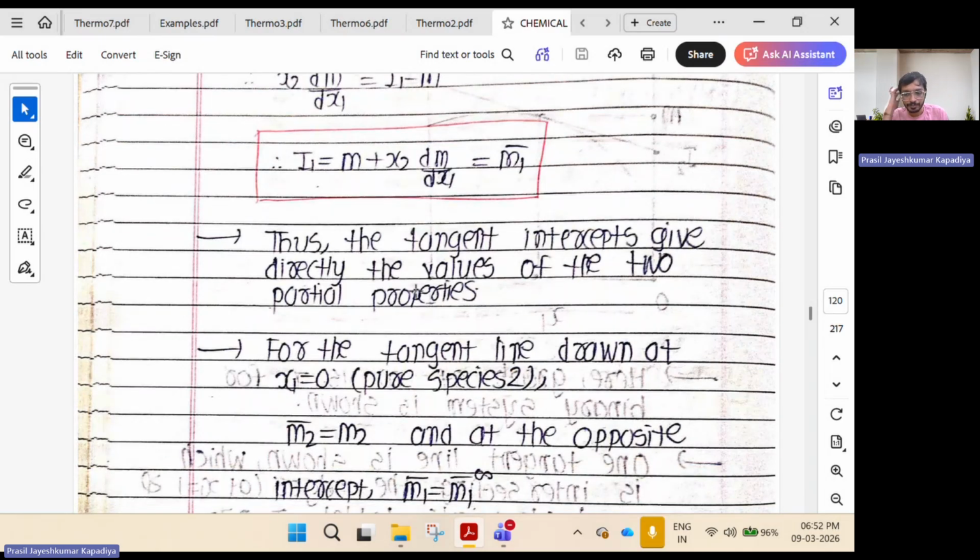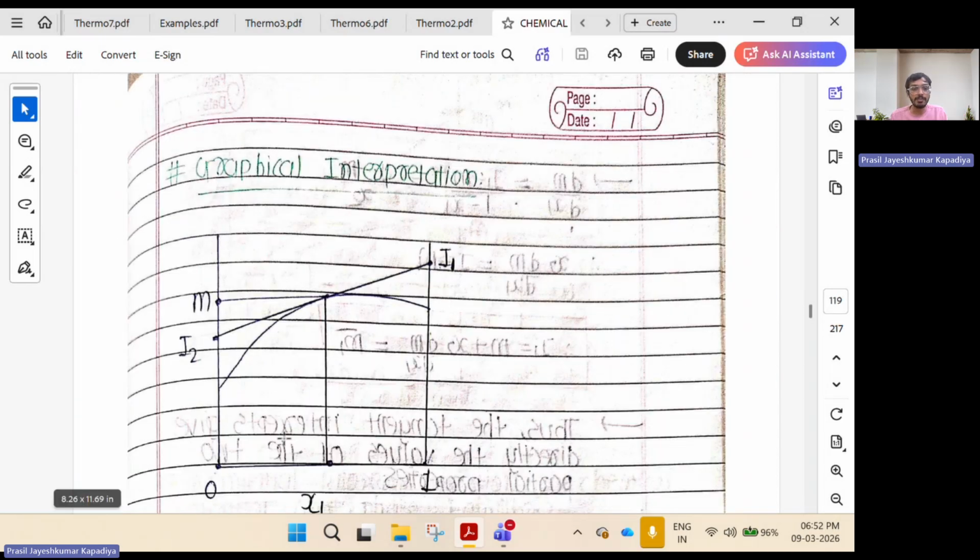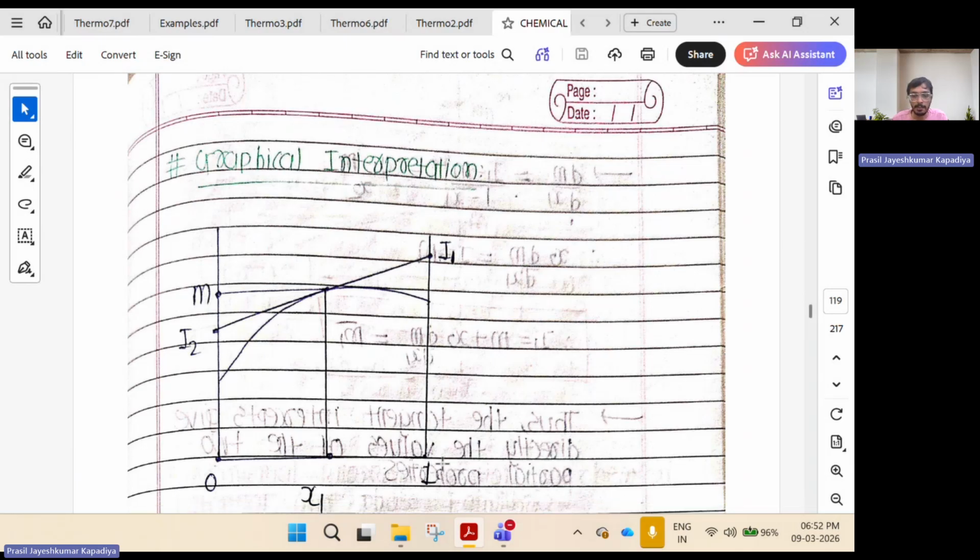Okay, let's try to understand what is going to happen in extreme conditions. Extreme condition meaning my x1 tends to 0 or my x1 tends to 1. What does it mean when I say that x1 tends to 0? X1 tends to 0 meaning my other component is predominantly present.